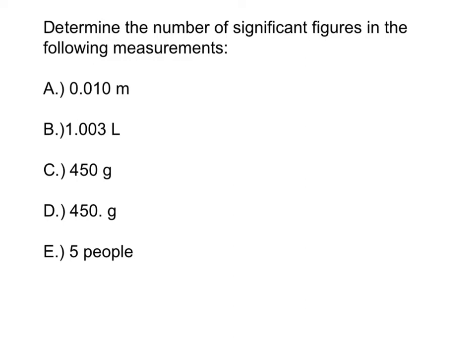But another way that you can think about this is that we could rewrite this measurement as 1.0 centimeters. Here you can see that in this rewritten measurement, we have a 1, a decimal place, and then a 0. Zeros after a decimal place are considered significant. So when you rewrite this in centimeters rather than meters, you can easily see that there are 2 significant figures.